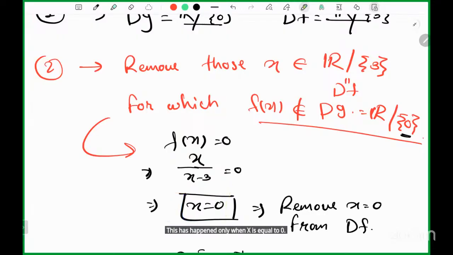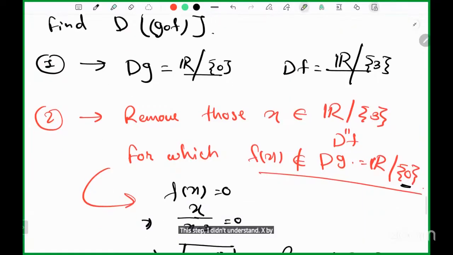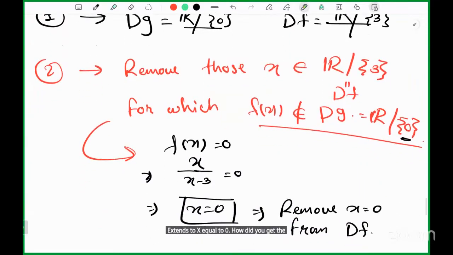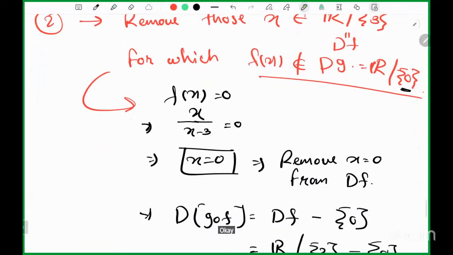That step I didn't understand. x by x minus 3 equal to 0 means x equal to 0. How did you get that? If I take it left to right, x is equal to 0 times x minus 3, multiplication, right? Okay, got it. x is equal to 0 into x minus 3. Silly me, sorry. Okay, so that means x is equal to 0.